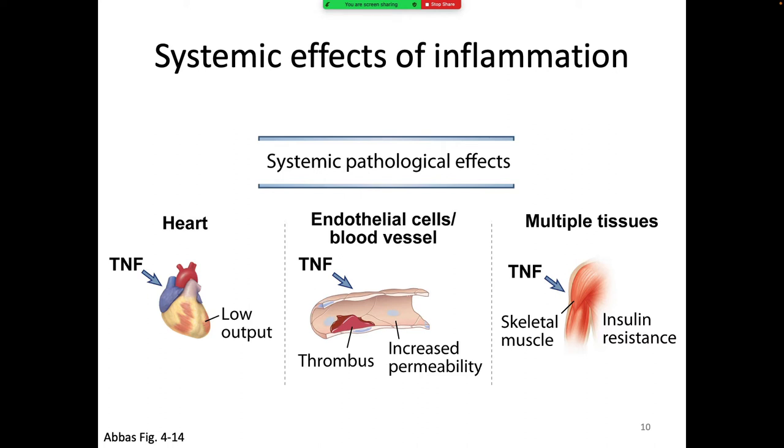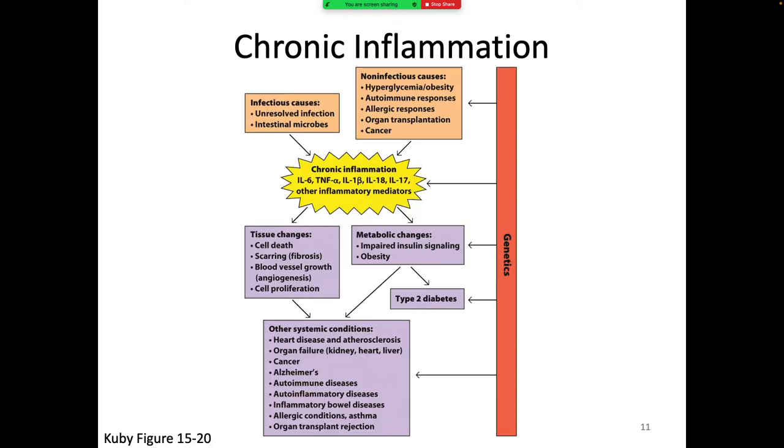And so the problem is not inflammation itself. The problem is inflammation going on for a really long time, or chronic inflammation. If we have tissues that are experiencing these cytokines for longer periods of time, bad stuff can happen. And so we have realized that chronic inflammation means that many of these cytokines are being made quite a lot. That can lead to things like cell death, scarring, extra blood vessel growth, weird cell proliferation, things like impaired metabolic signaling, like insulin signaling.